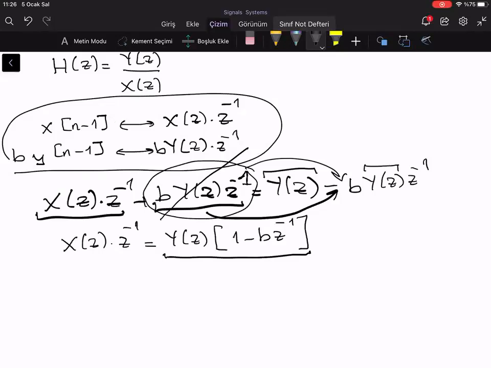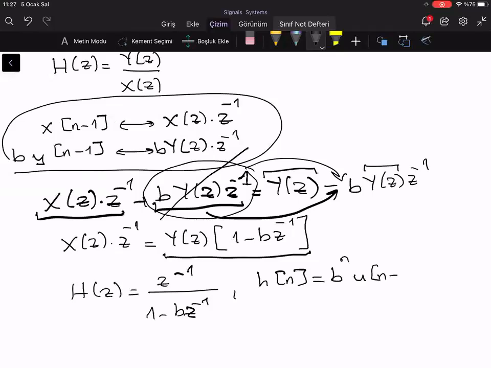What is h of z then, Anye? Z to the minus 1 over 1 minus b z to the power minus 1. Can you tell me what h of n is? Let me ask this to another friend. Yaşar, can you tell me what the h of n is? Yes hocam. B power n times u n minus 1. Should I put minus 1 here? Shift it. Yes hocam. So b to the power n minus 1 times u n minus 1, right? Exactly hocam.